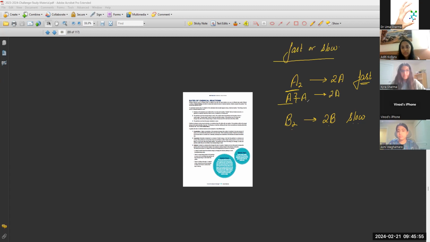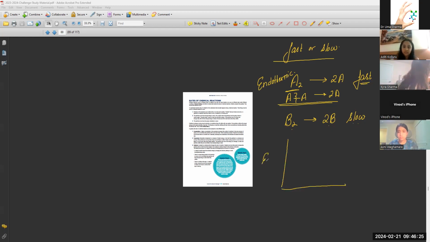Is this step endothermic or exothermic? Breaking bonds, breaking attractions. Endothermic, right? Because, Aditi, you are breaking high energy attractions. Aditi, is it clear? Avni and Kyra are right. Endothermic. Let's make the energy profile.